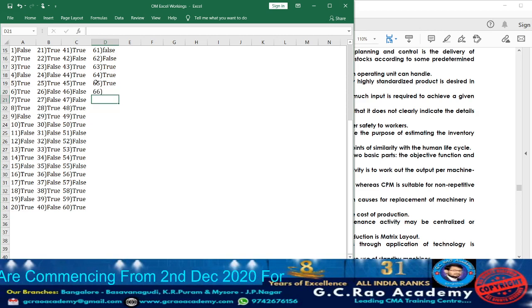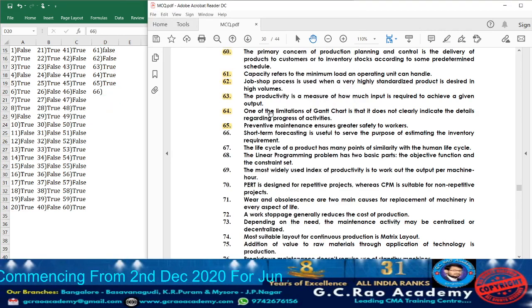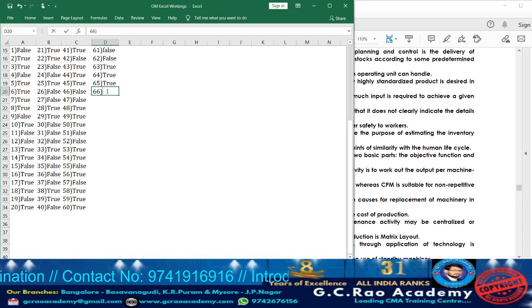Now moving on to statement 66. What they are telling? Short-term forecasting is useful to serve the purpose of estimating the inventory requirement. Yes, it is true. Again, when they are going to estimate how much inventory is required for the purpose of production, they go for what? Short-term forecasting. So accordingly, the statement 66, whatever they are given, it is true.